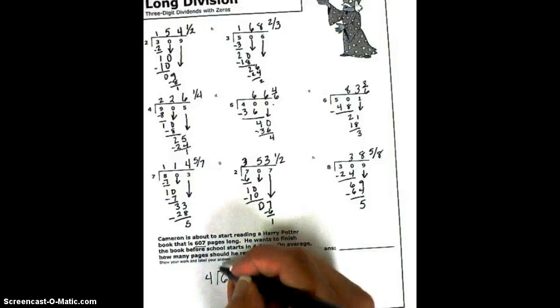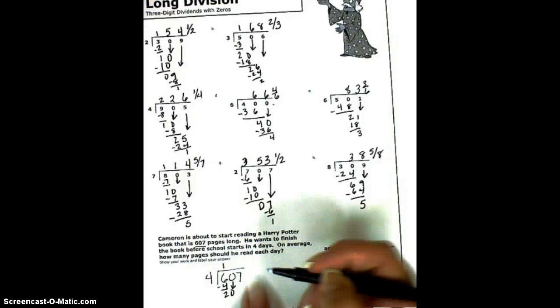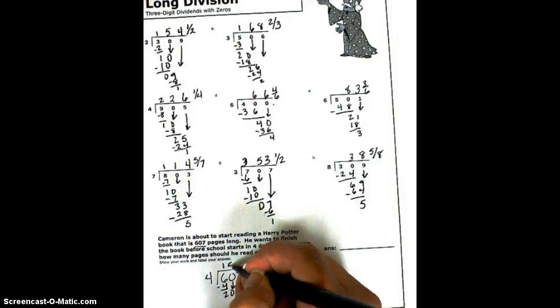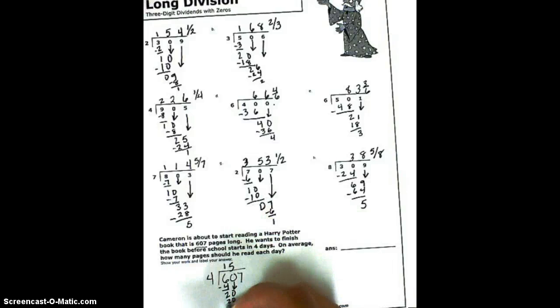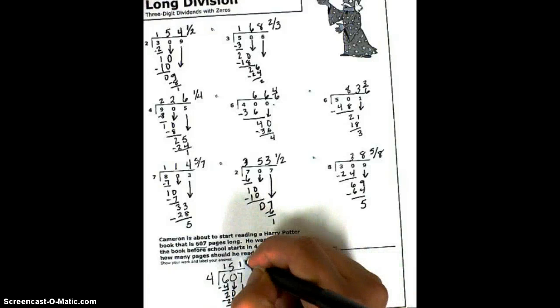6 goes, so we're just going to look at the 6 to start with. And we'll subtract and get a 2. Bring down the 0. 6 times 5 is 20. 0. Bring down your last digit of 7. And 4 times 1 is 4. Subtract and we get 3. So 151 and 3/4 would be our answer.